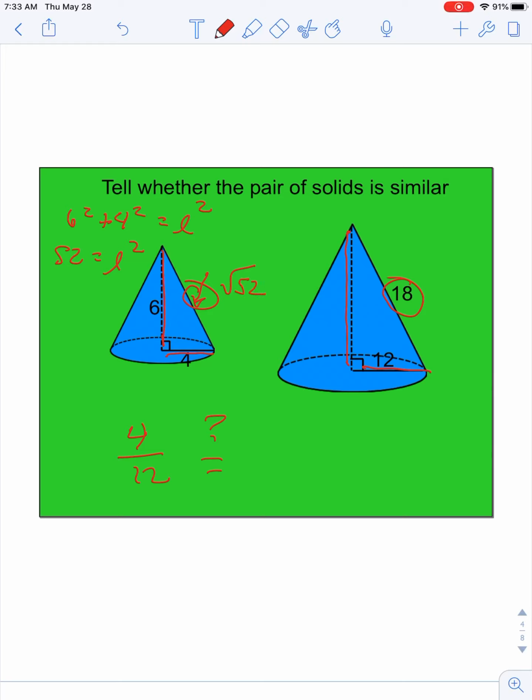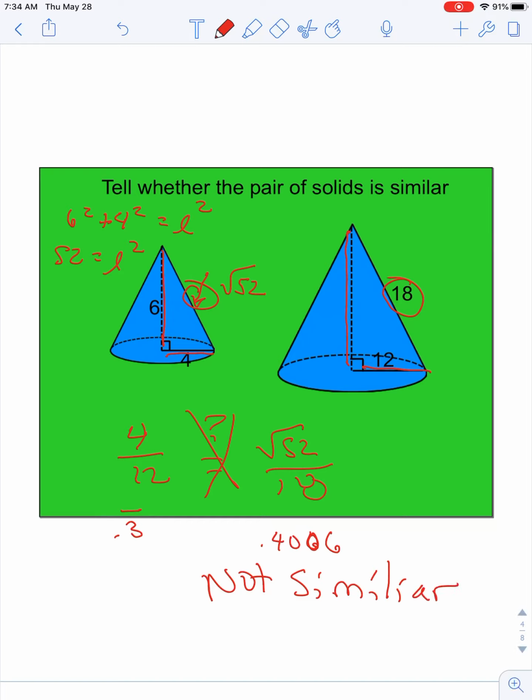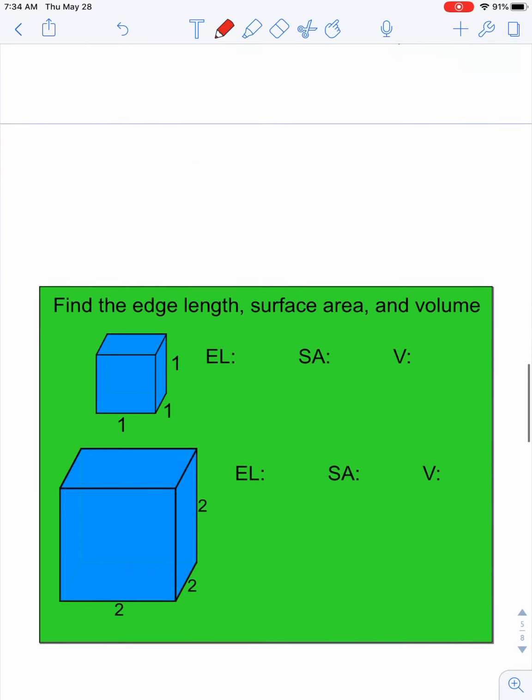So that means the square root of 52 over 18 is supposed to equal the other ratio. And I think it's obvious, but again, you can get decimals for these: 0.3 repeating, and this is 0.4006, so these are not similar. So look at the linear measures you're given, write them in corresponding ratios, and see if they are the same. If they are the same, they're similar. If they're not, then they're not.